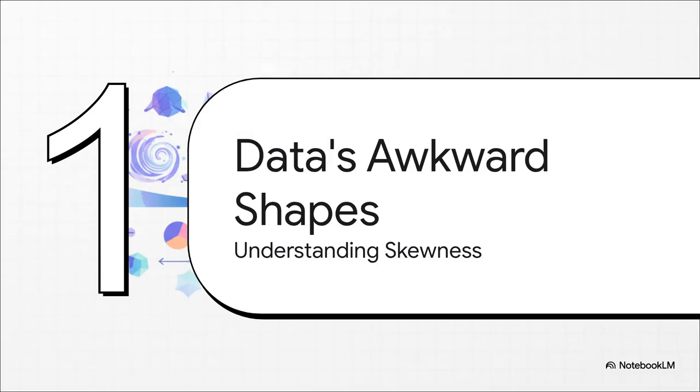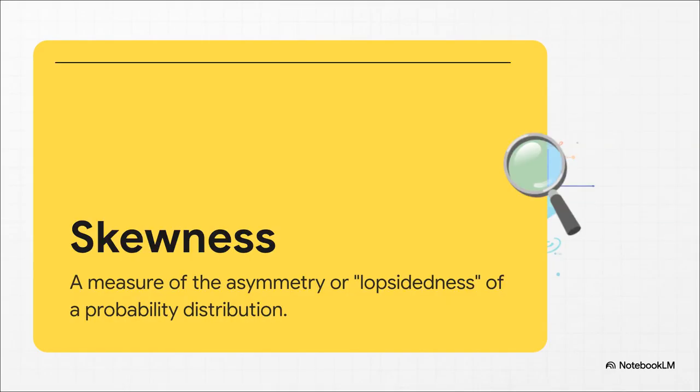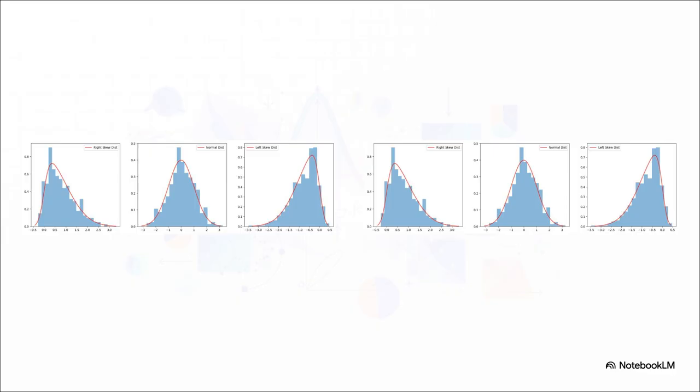And that brings us to the first way data can get weird. Instead of being perfectly balanced, it can kind of lean over to one side. It gets a little awkward. The fancy statistical term for this is skewness, but really it's a super simple idea. It's just a number that tells you how lopsided your data is compared to that perfect bell curve we just saw.